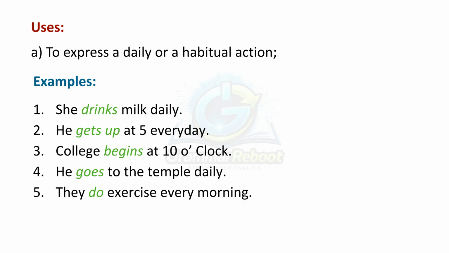College begins at 10 o'clock. This happens regularly according to a fixed schedule. He goes to the temple daily. Again, this is a repeated action. They do exercise every morning. Exercise is their daily habit. So remember this. When an action happens regularly or is part of a routine, we use the simple present tense. Words like daily, every day, every morning, usually, always, often come with this tense. This is the first and most common use of the simple present tense.